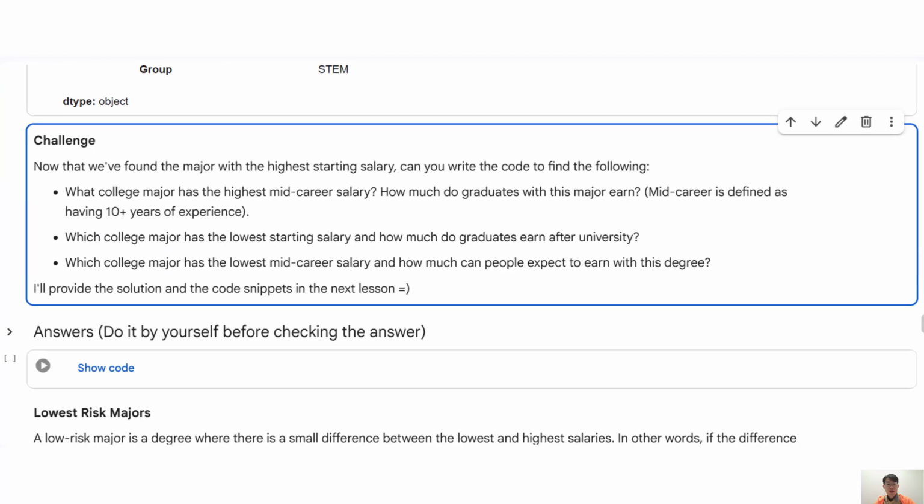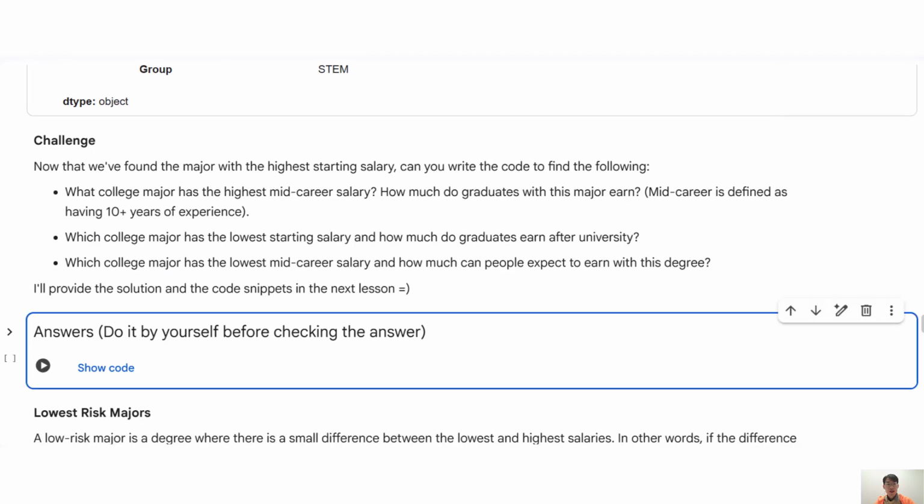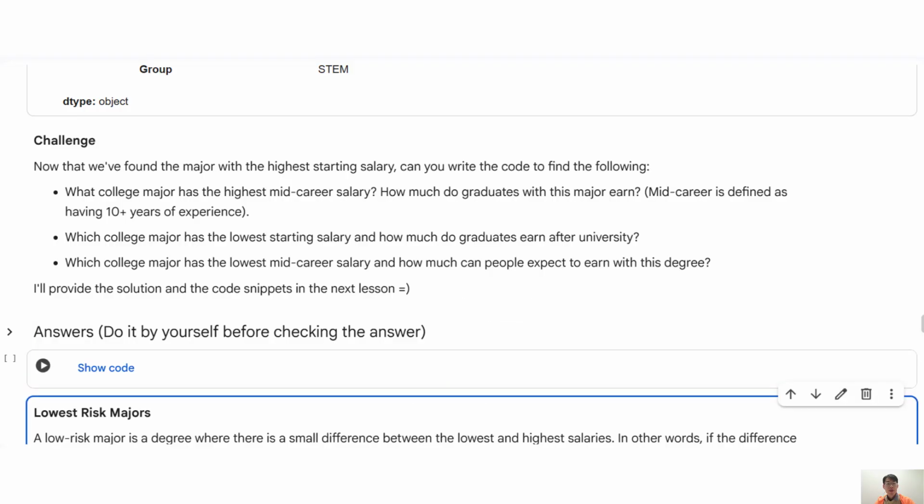Okay, so I want you to see this challenge. What college major has the highest mid-career salary? Sometimes it doesn't really matter how much you earn in the first place when you enter the workforce. It's all about career progression and development. Probably some people prioritize mid-career salary. So we'll look into the highest mid-career salary and how much graduates with that major earn.